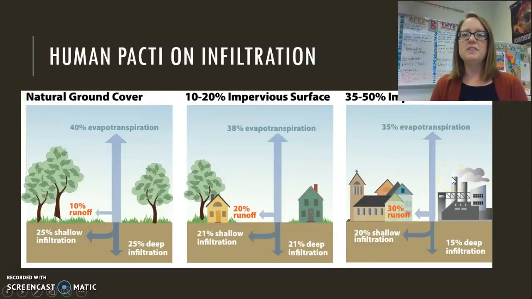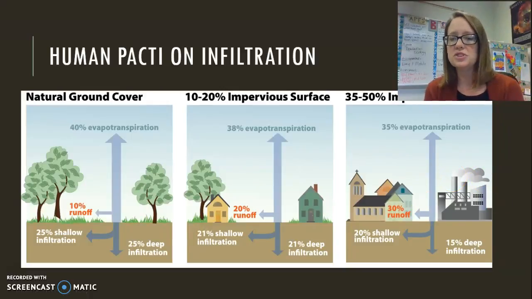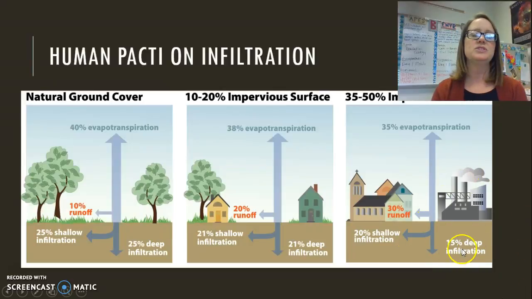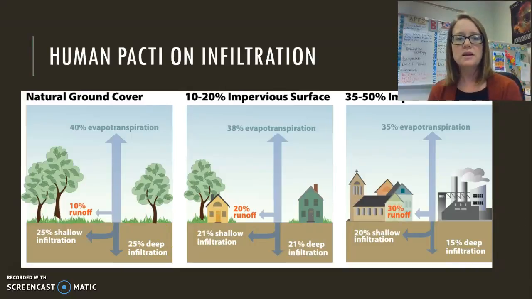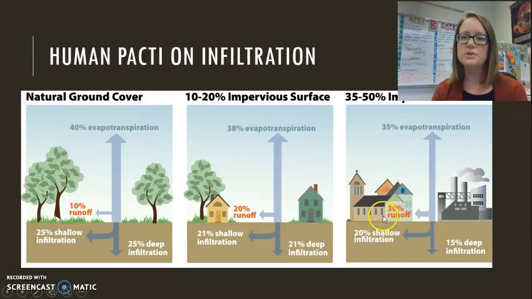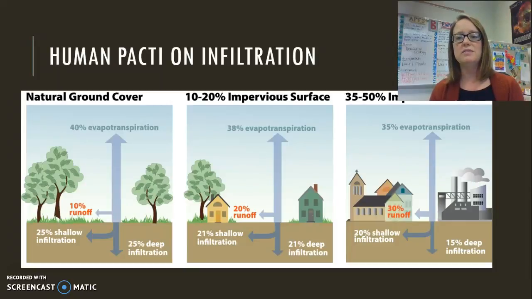We have less shallow infiltration and less deep infiltration. When we have 35 to 50% impervious surface, like we do in industrial and urban areas, we have even less infiltration into the ground. Look at this deep infiltration, 15% compared to 25%. So we're not going to have the recharge rates of our aquifers than we would in our natural areas. The other thing I want you to notice, with natural ground cover, we only have 10% runoff, whereas with 30 to 50% impervious surface, we have 30% runoff. This is why we tend to have flash floods in urban areas, because there's nowhere for that water to go. It's not going to infiltrate into the ground.